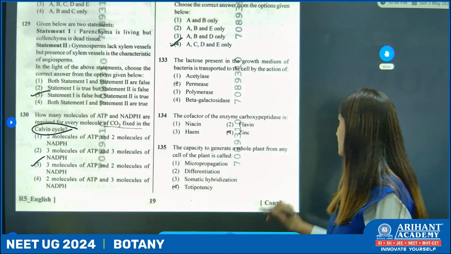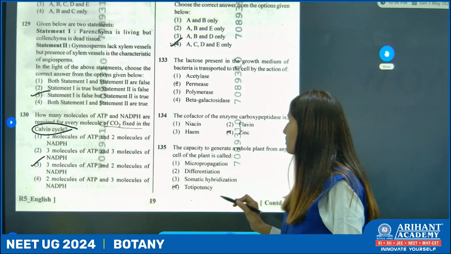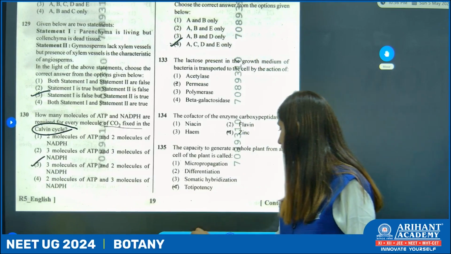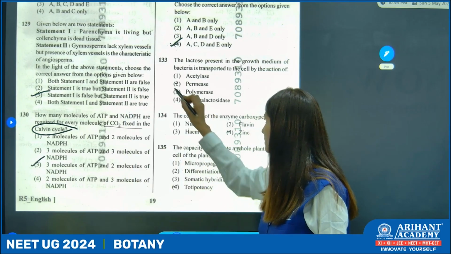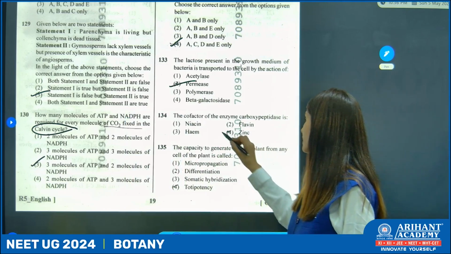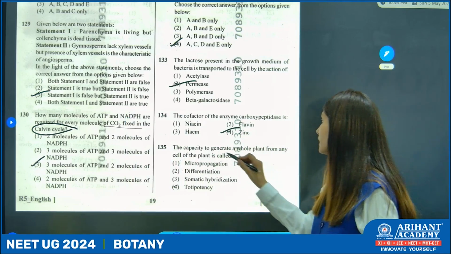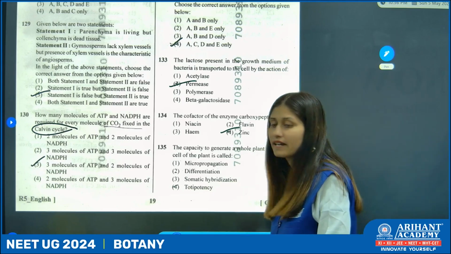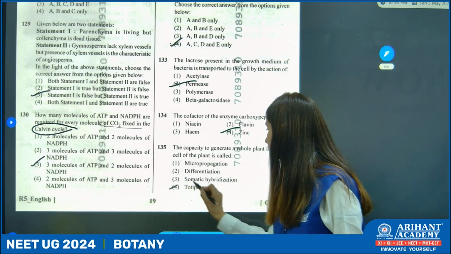The lactose present in the growth medium of bacteria is transported into the cell by the action of which enzyme? It is very easy, by the action of permease. The cofactor of the enzyme carboxypeptidase is zinc. The capacity to generate a whole plant from any cell of the plant is called totipotency.